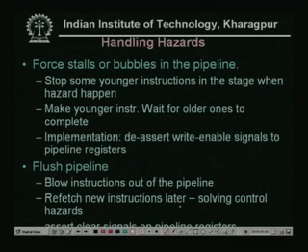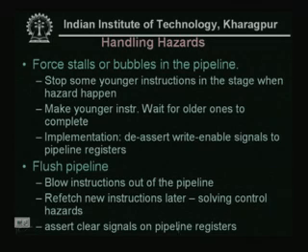Refetch new instructions later, solving control hazards. So, these instructions are again refetched, and clear signals are asserted on pipeline registers. This is how it is being implemented: clear signals on pipeline registers are implemented just to realize the flush pipeline concept. Just like for stalls, write enable signals to the pipeline registers are implemented to get the stall bubbles in the pipeline.